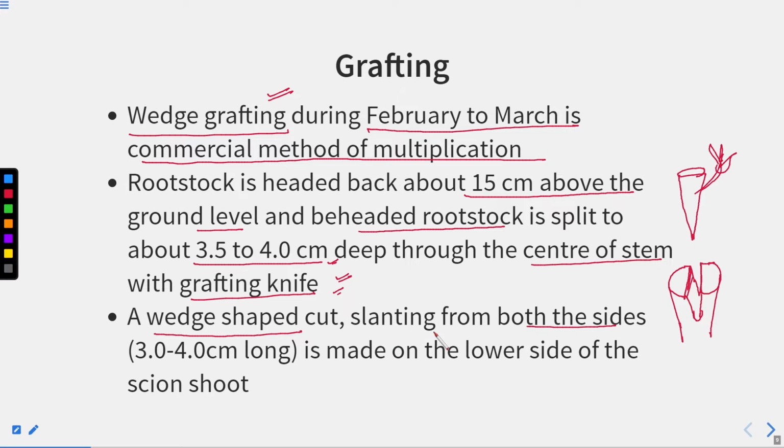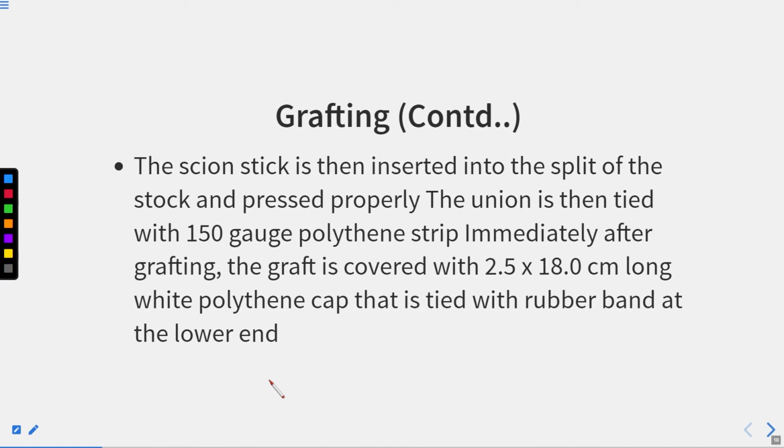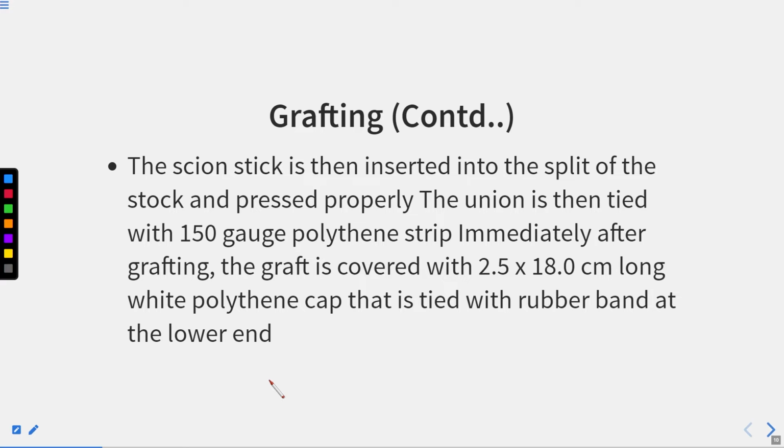So a wedge shaped cut slanting from both the sides, that is 3 to 4 centimeter long, is made on the lower side of the scion shoot. So this is the way that we can see in the picture also in the coming slide. The scion stick is then inserted into the split of the stalk and pressed properly. The union is then tied with the 150 gauge polythene strip immediately after the grafting.